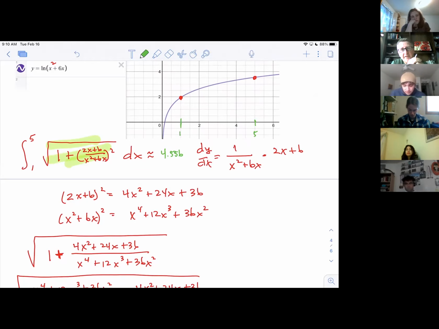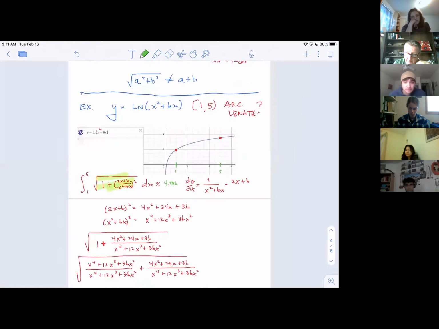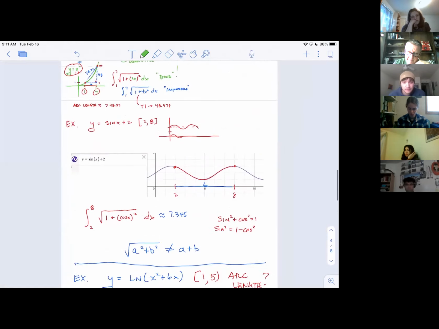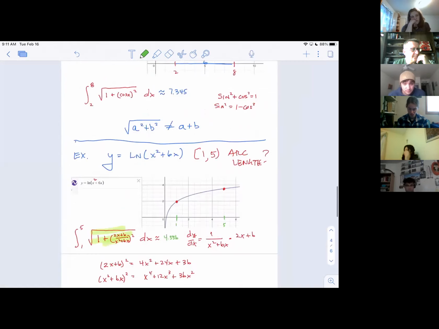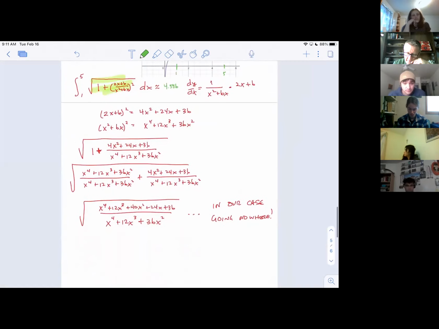Honestly, I'm hoping on the test this is a freebie. This should be easy. I'm not going to give you some ridiculous derivative to take. And as long as you can take a derivative and you have the formula either memorized or I give it to you, this is not hard stuff.